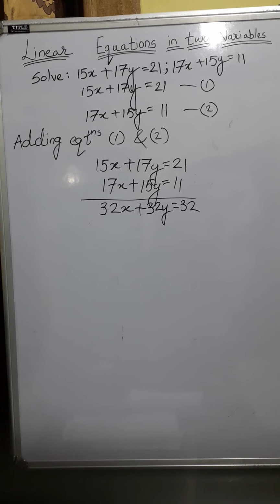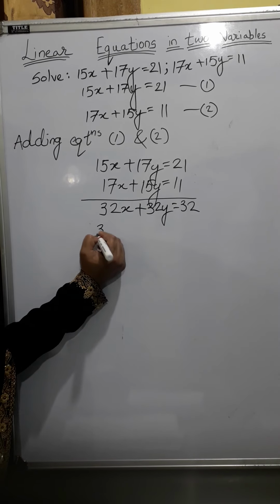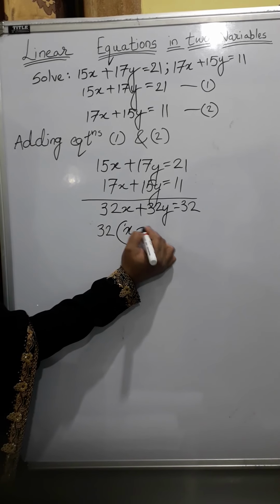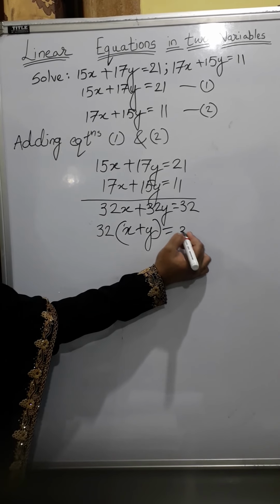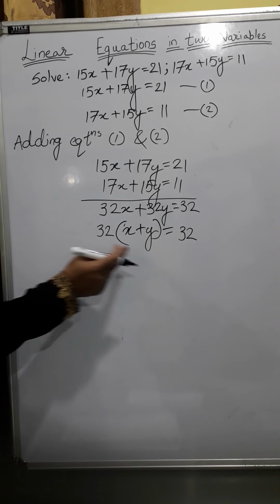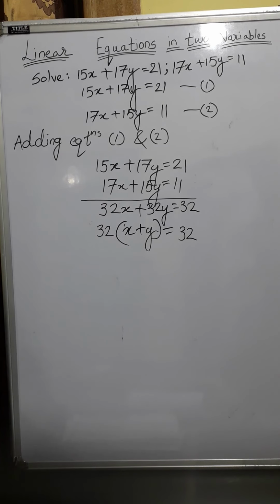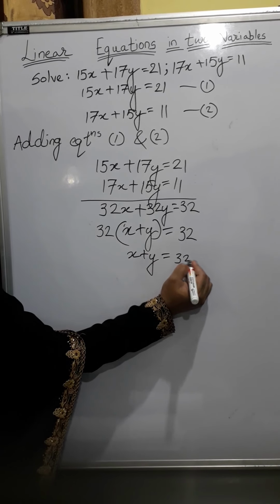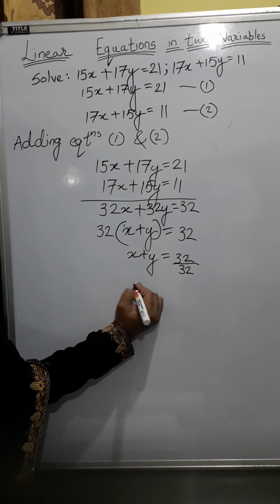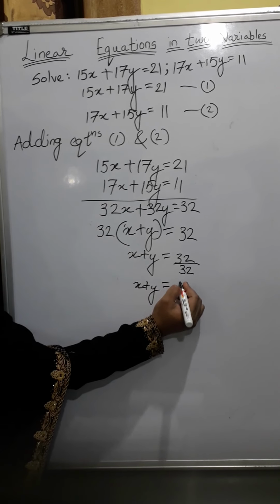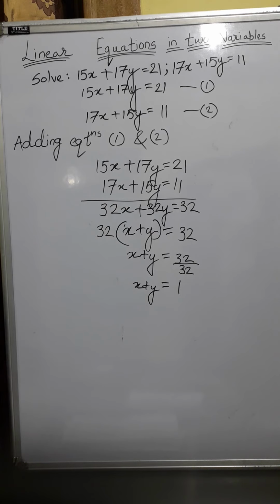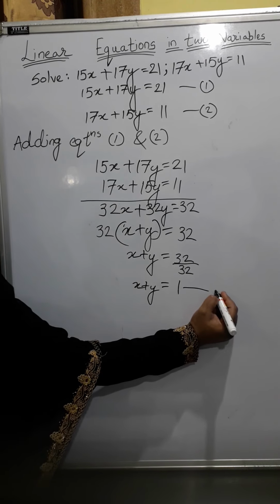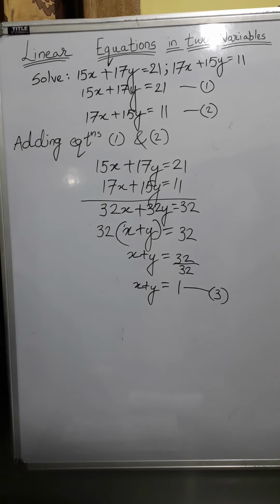Now here variables x and y are with the same coefficient. So what we have to do? We have to take 32 as common. This will be 32 times x plus y is equal to 32. This 32 is multiplying with the variables, so we have to take it to the other side of the equation, where it will go and divide. So now x plus y is equal to 32 by 32. So the value of x plus y here we will get is 1. For your easy way, consider this equation as equation number 3.